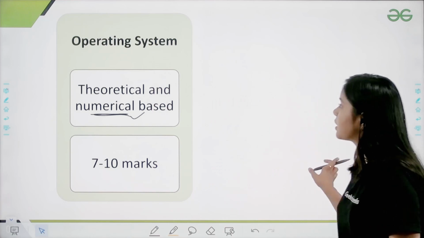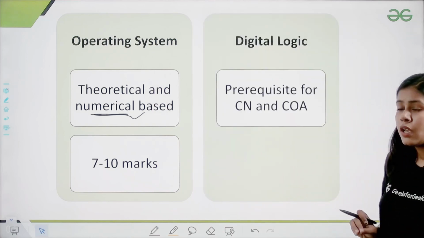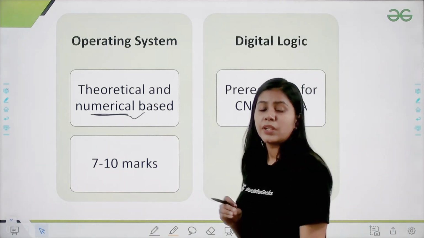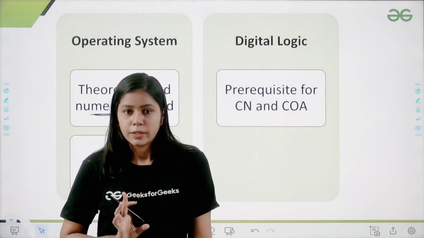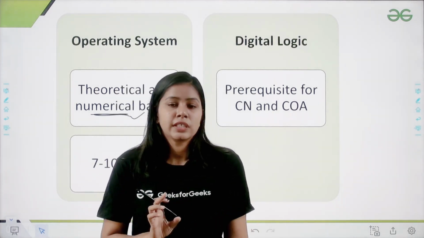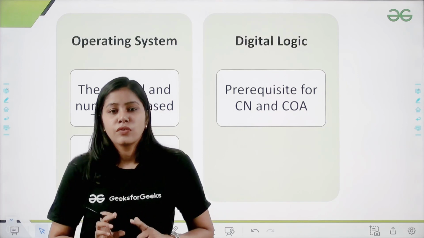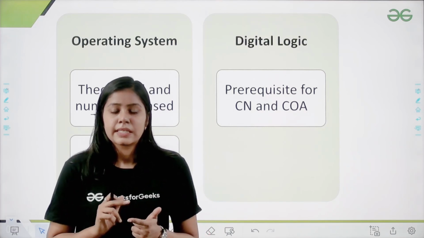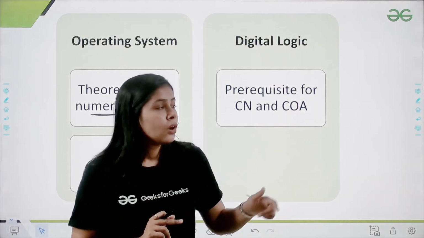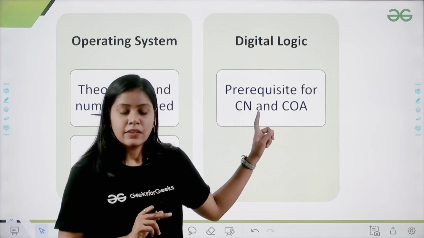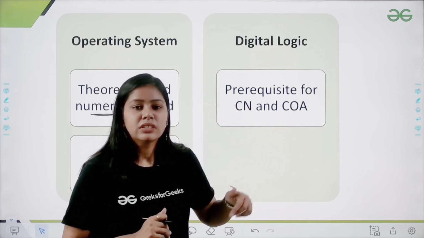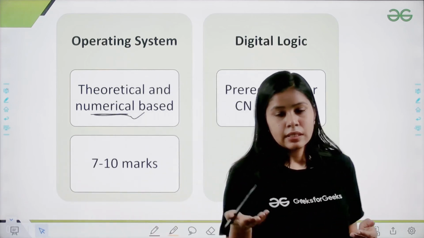Okay, so next subject we have is digital logic. Basically, digital logic is a prerequisite for CN and COA. It is a prerequisite for CN and COA. And if I talk about electrical, EC and instrumentation, all these streams have an advantage in this subject, because digital logic is in their semester.